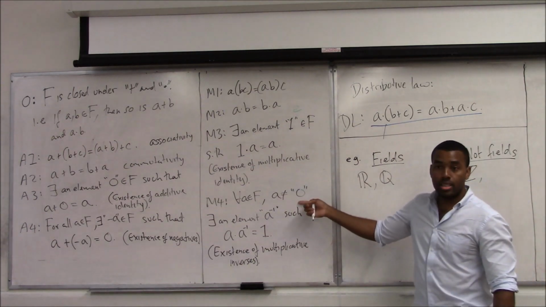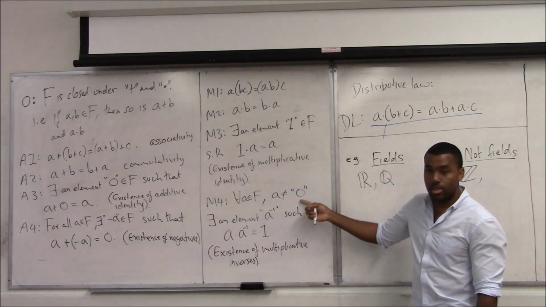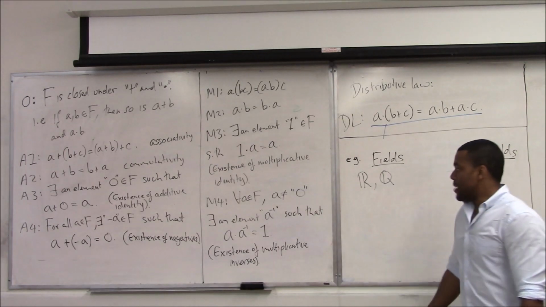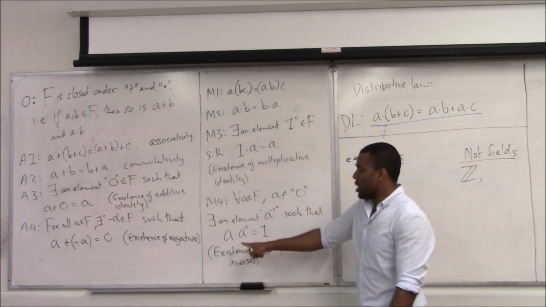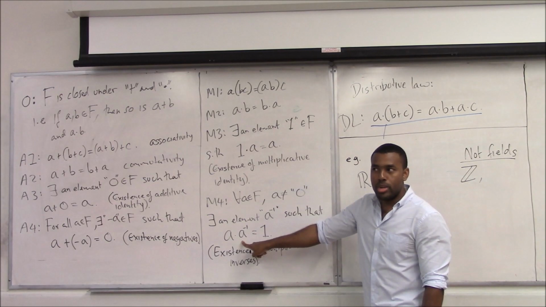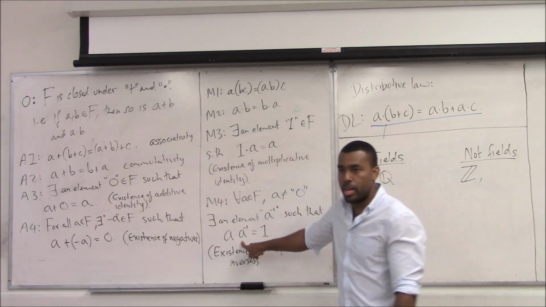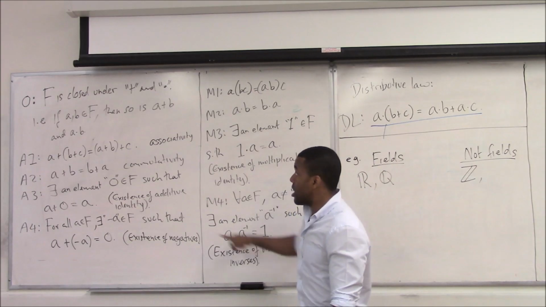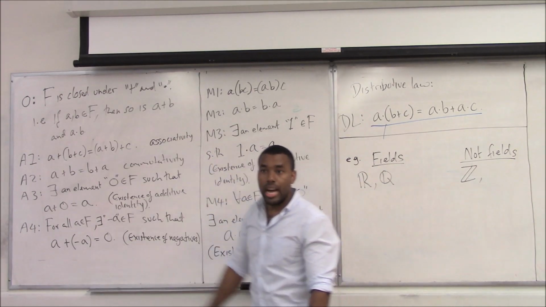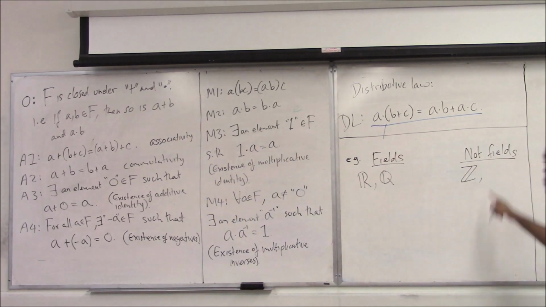Because of this guy, right? The integers will fail here. If I take the integer 2, what integer multiplied by 2 is going to give me the integer 1? None of them, right? I would need to multiply 2 by a half to get it, but it's not closed, right? A half is not in the original set, therefore the integers would fail. Similarly, the natural numbers will fail.